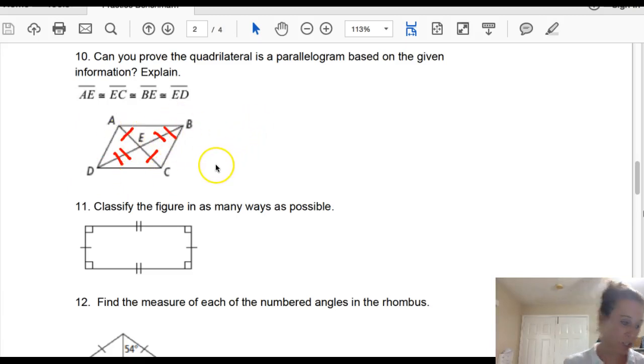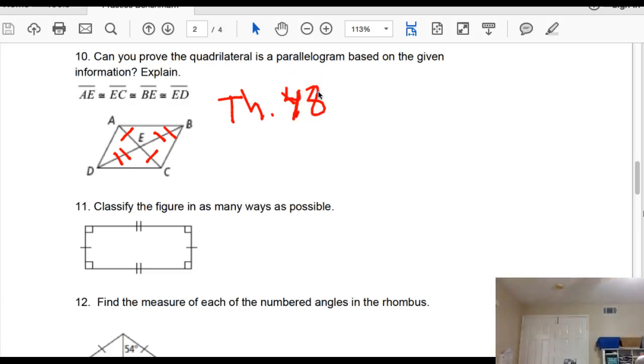Now on that page I just referenced, if you look, theorem 48 is the one that talks about this. That theorem says to prove that a quadrilateral is a parallelogram, you can simply prove that diagonals bisect each other. If diagonals bisect each other, the quadrilateral is a parallelogram. So yes, because of theorem 48, diagonals bisect each other.